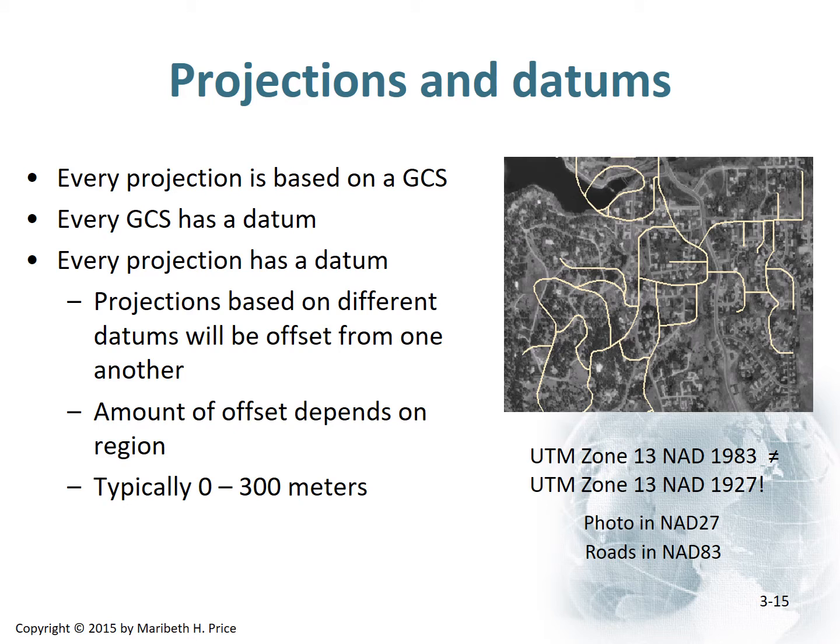Projections and datums: every projection has a geographic coordinate system. Every geographic coordinate system has a datum. Therefore, every projection has a datum. Projections based on different datums will be offset from one another because it's the definition of the datum. It's a different fit of the base coordinate system. The amount of offset depends on where it's at, typically around 300 meters.